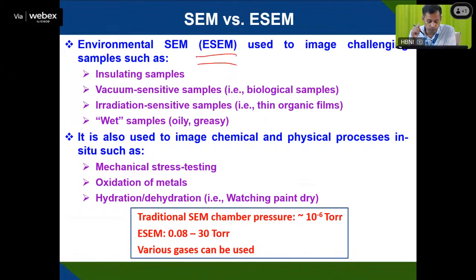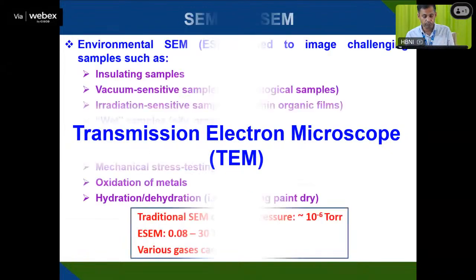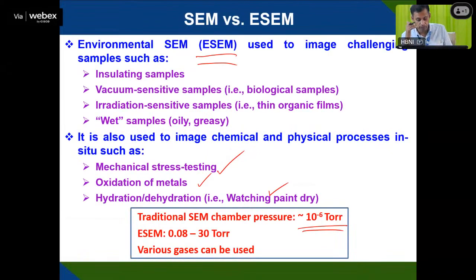It is also used to image chemical and physical processes in situ, like mechanical stress, oxidation state of material, hydrogenation or dehydration. All those things are possible if you attach other equipment; you will be able to see all that information. You can see that at 10 to the power minus 6 pressure, you have to use the environmental scanning electron microscope to study the surface morphology.